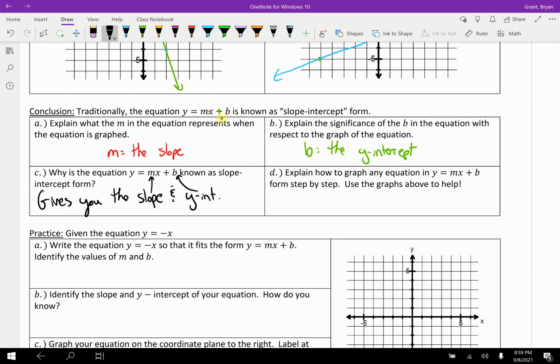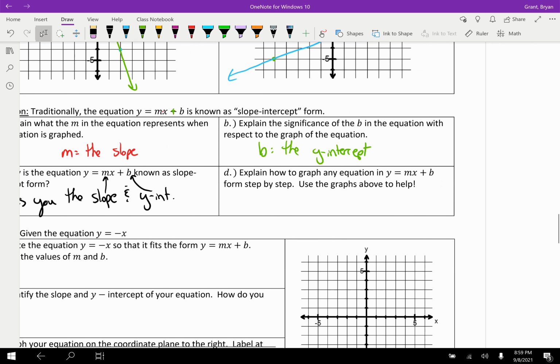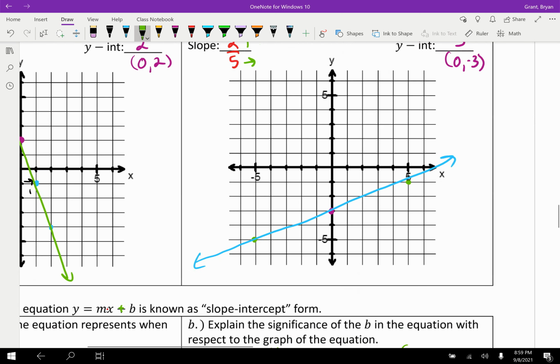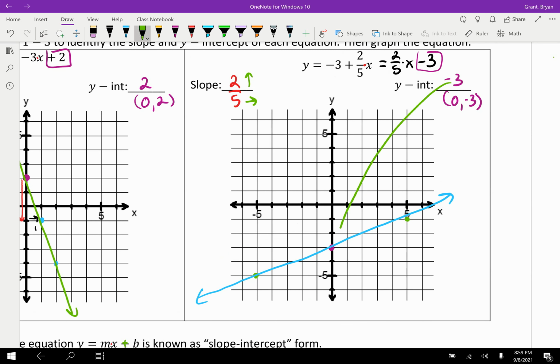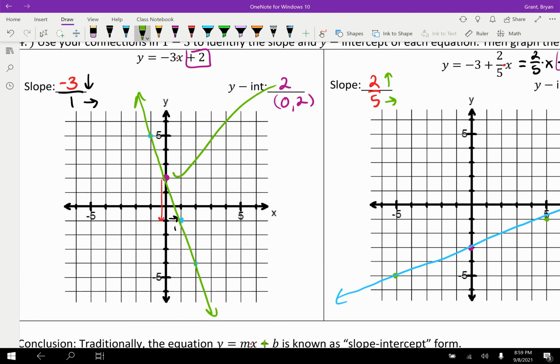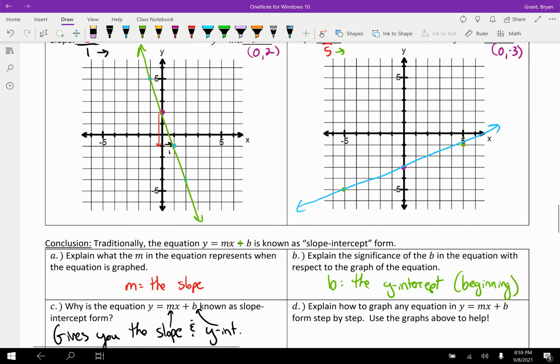Well, any idea why they use b here? Because b certainly doesn't stand for y. Well, they can't use y again because y is already in the equation. That would get confusing. So I like to tell my students that b is the y-intercept, but I say that b stands for the beginning because it's where we began our graph every time, right? Our b up here was negative 3, and we began at negative 3 on the y-axis. Our b here was 2. We began at 2 on the y-axis.